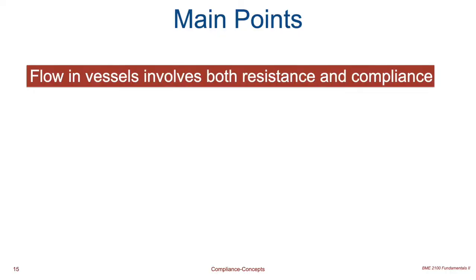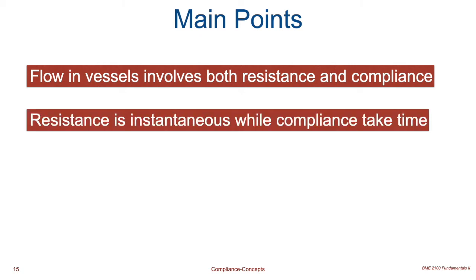So to summarize, what are the main points here? Flow in real compliant vessels involves both resistance and compliance. And we have to keep track of both. We have to be able to think about both. The resistance is instantaneous. Any change in incoming pressure or flow will instantly change the scenario throughout the whole circuit, if you will, if it's purely resistive.